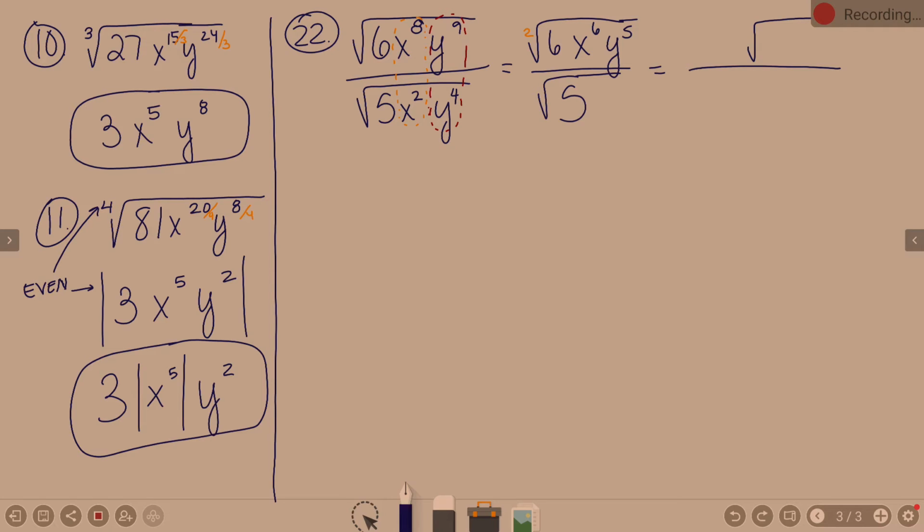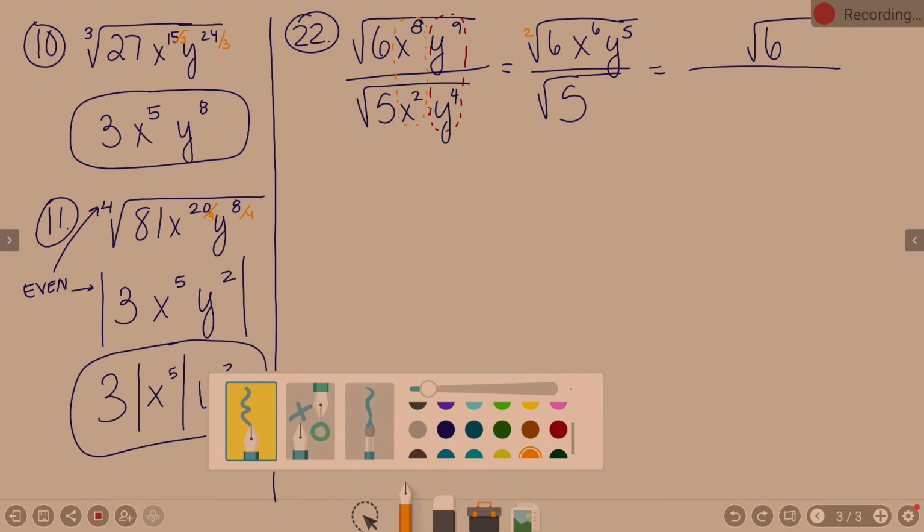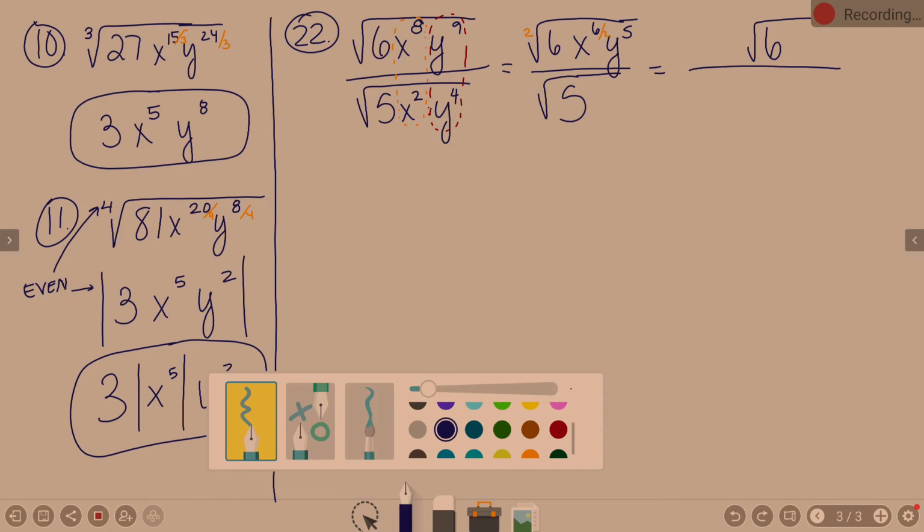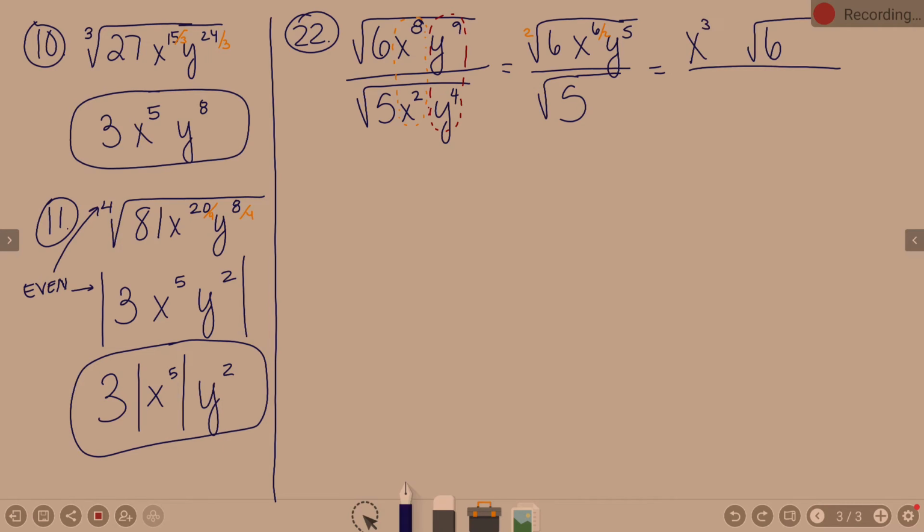The 6 we can't take the square root of, right? 6 stays under the radical. X to the 6th. Can I take the square root of x to the 6th? Yes, because 6 can divide by 2. And so when I take the square root of that, what does that become? 6 divided by 2 is 3. Where do I put that x to the 3rd? It's going to go out front, because once you can divide that exponent by 2, it's going to go out front.